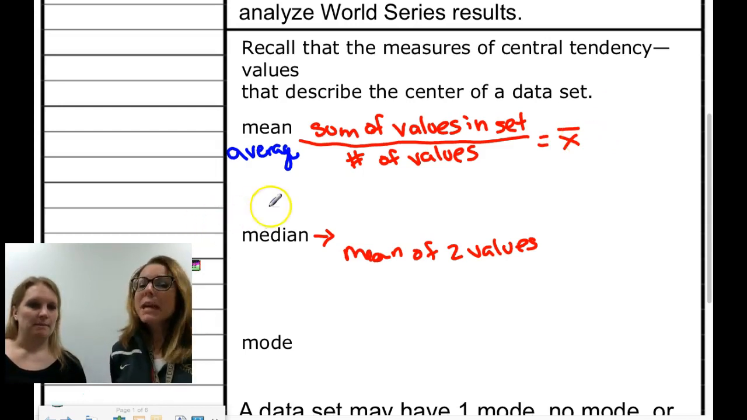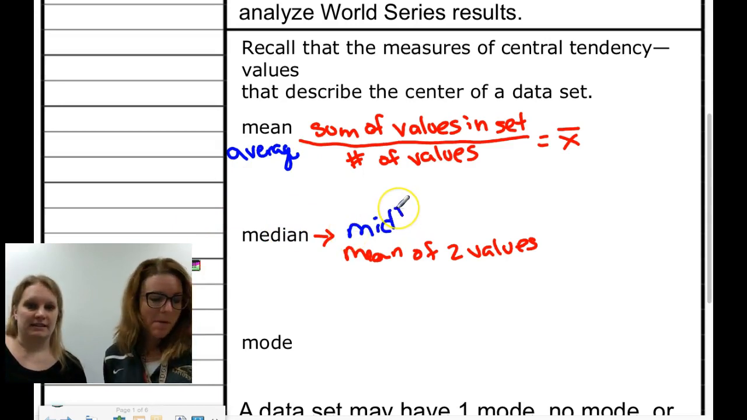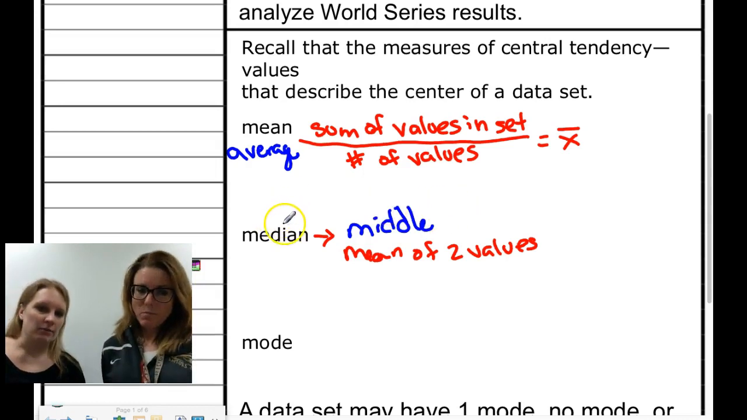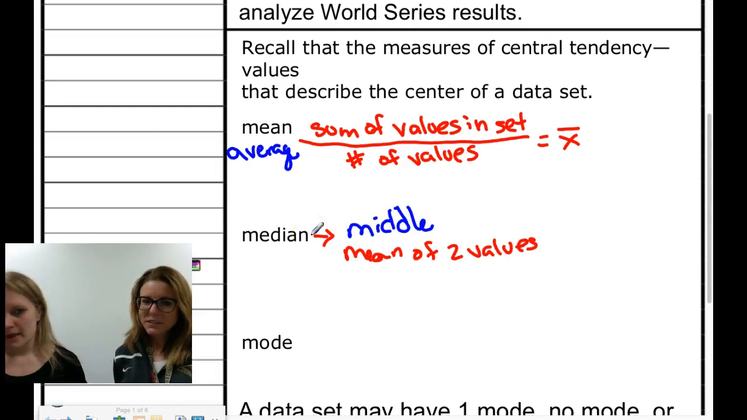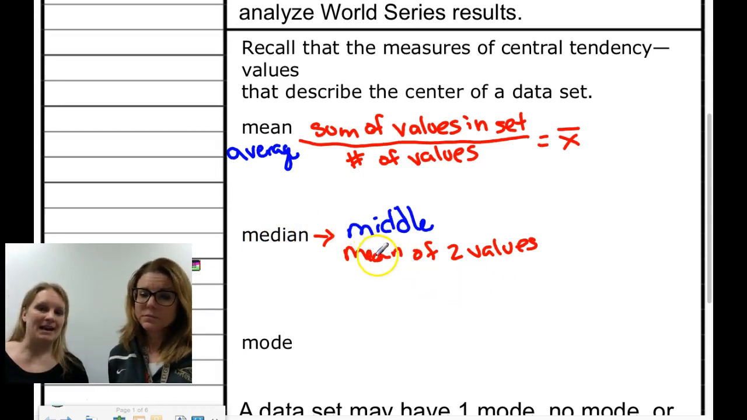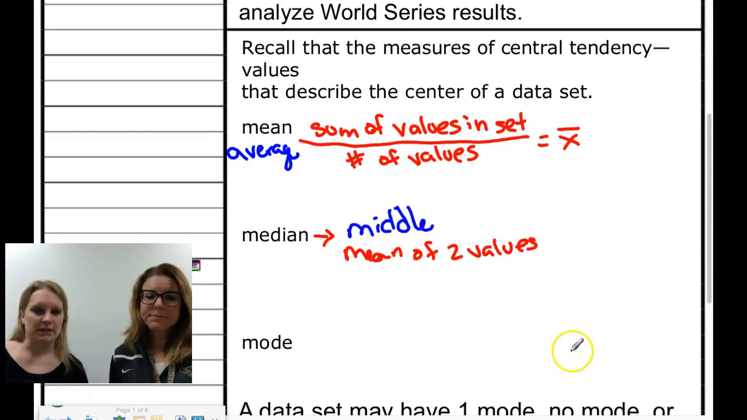Great. Median, Miss Boyd. That's like the middle of the set. So you have to put it in order from smallest to largest and then pick the middle. And how I remember, median has an I, middle has an I. I like that. And what if there's two middles? If there's two middles, then we add them and divide by 2. So we take the mean of the middle. Got it. Add them, divide by 2.